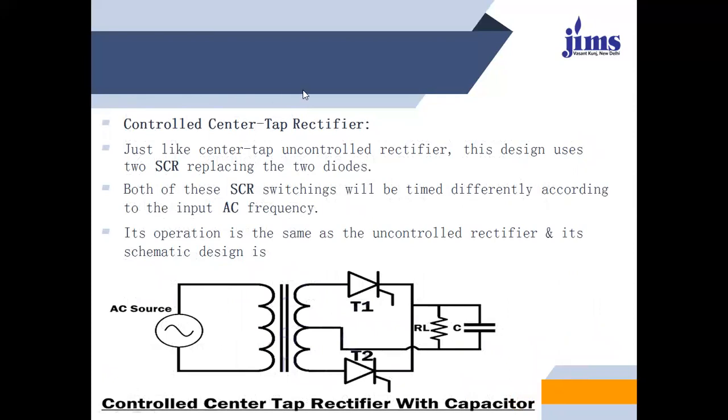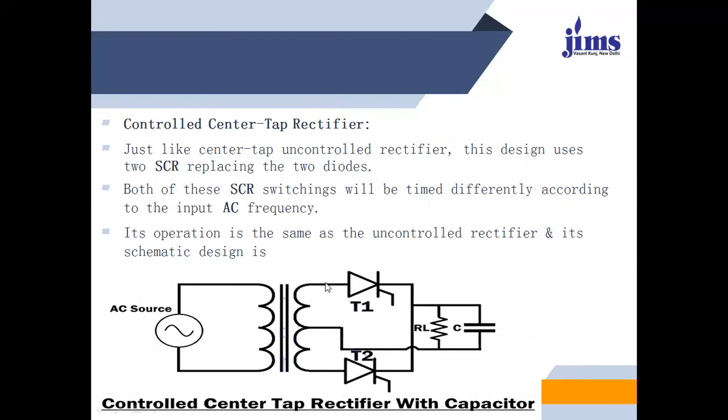Just like the center tap uncontrolled rectifier, this design uses two SCRs replacing the two diodes. Both of these SCR switches will be timed differently according to the input AC frequency. Its operation is the same as the uncontrolled rectifier, and the explanatory diagram is this one. Over here, the supply is given, and there is a transformer having two windings towards the center tap side.